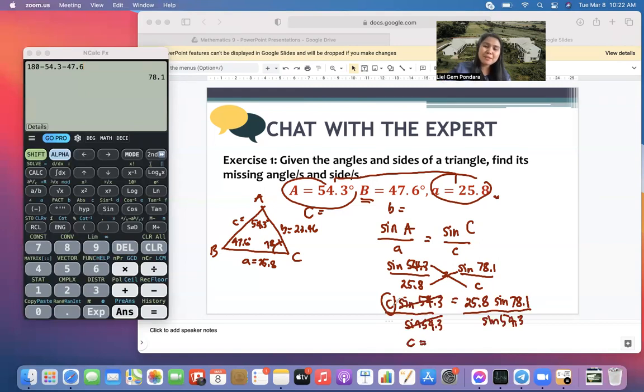Now, can anyone tell me what will we do next? What should we do next to solve for this one?